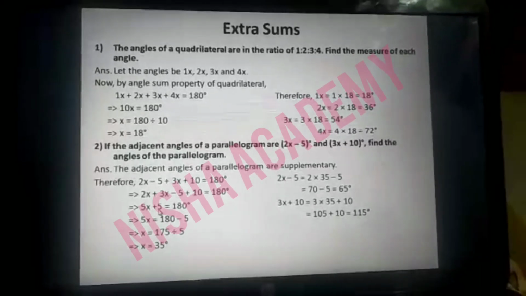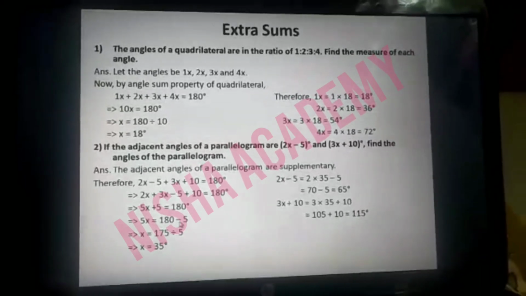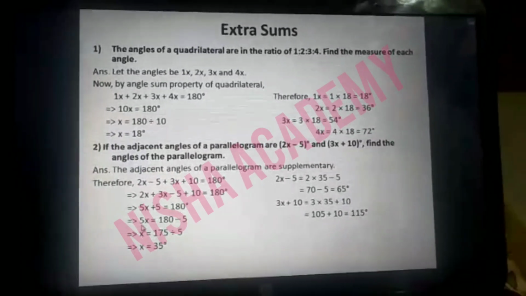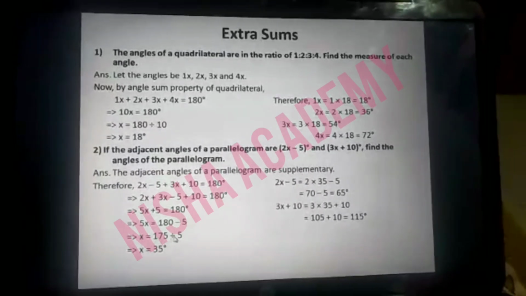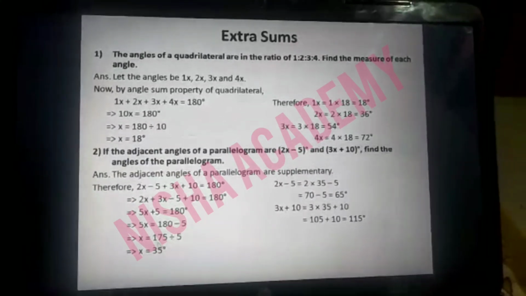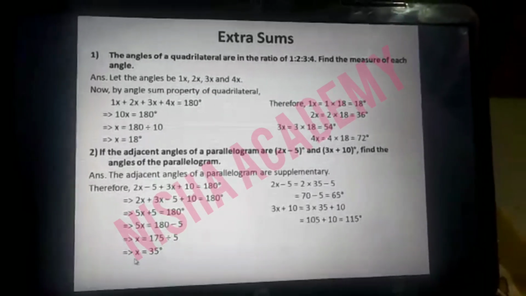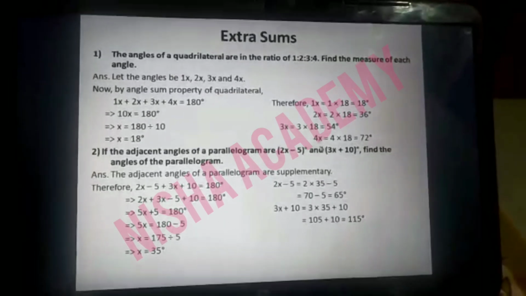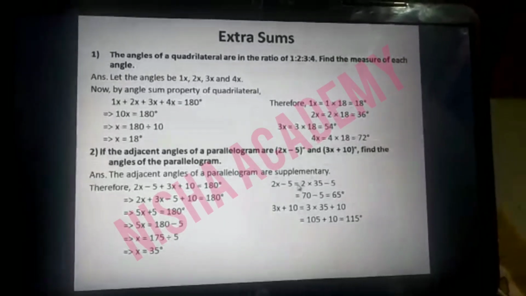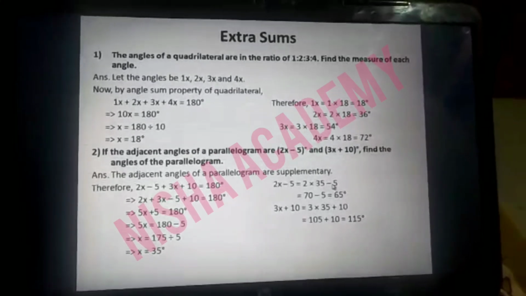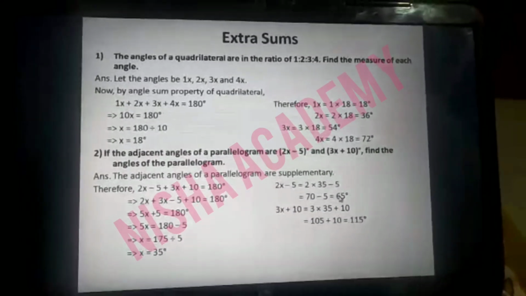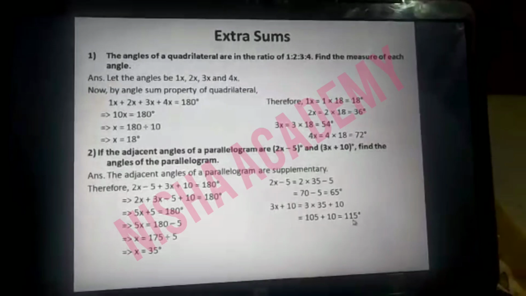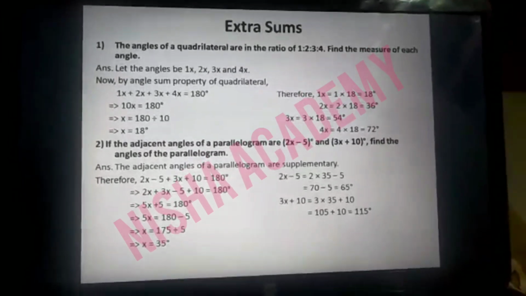Now here it is in plus. As it goes to the opposite side, it turns to minus. So 5x equals 180 minus 5. Now here 5 is in multiplication. As it goes to the opposite side, it goes to division. So x is equal to 175 divided by 5. x is equal to 35 degrees. Now putting this value of x in 2x minus 5 and 3x plus 10. So 2 into 35 minus 5, that is 70 minus 5 equals 65 degrees. 3 into 35, 105 plus 10, which is equal to 115 degrees.